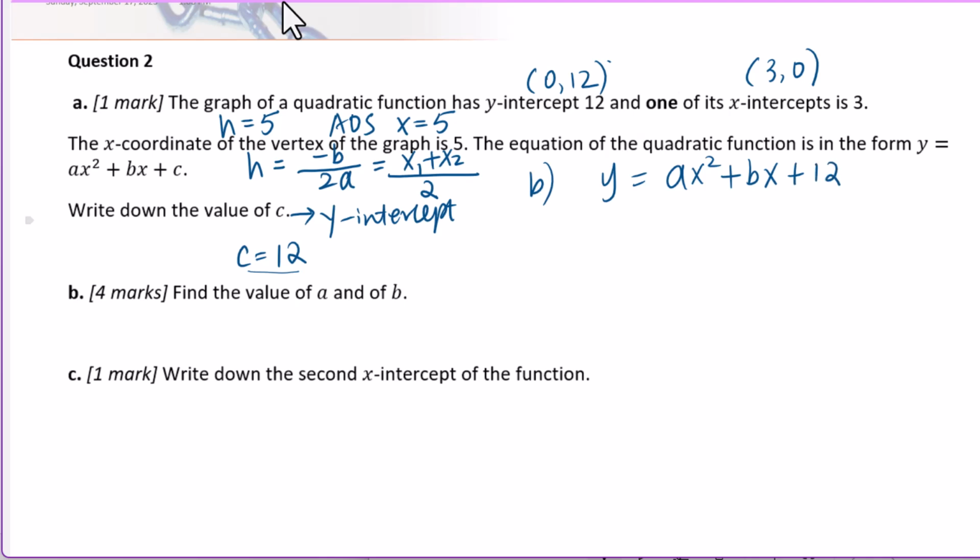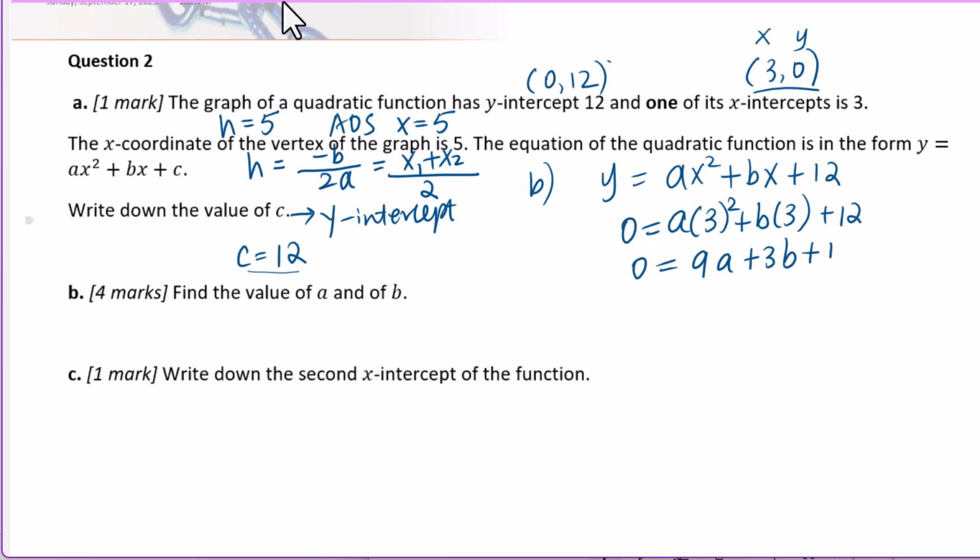When we have coordinates, we need to plug in. So we plug in x equals 3, y equals 0. 0 equals a times 3 squared plus b times 3 plus 12. Simplify: 0 equals 9a plus 3b plus 12. This is the first equation.